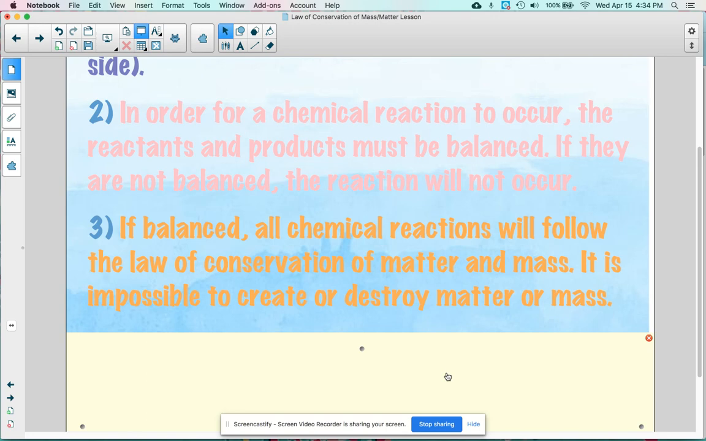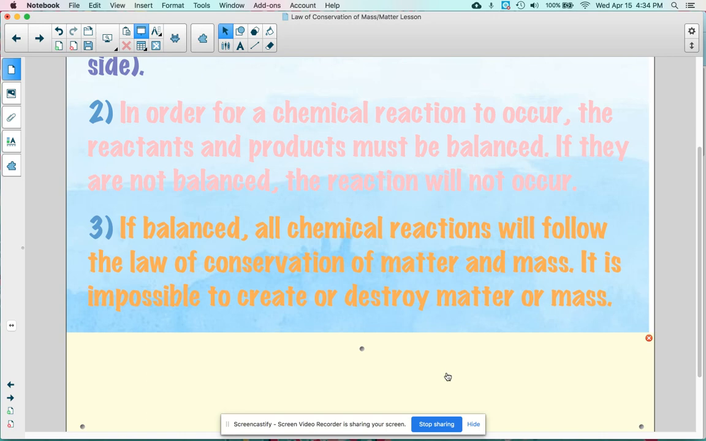So the whole purpose was for you to see that in order for chemical reactions to occur, you have to have the same number of atoms as reactants as you do as products. Once you have them equal on each side, you will have a balanced chemical equation. Balanced chemical equations are the ones that will happen either readily, so on their own, or with some type of outside impact.